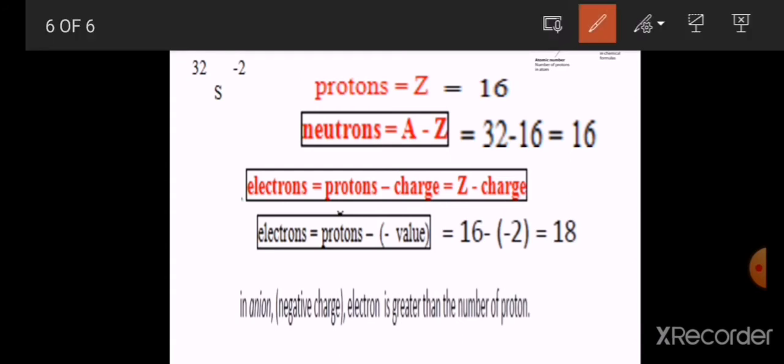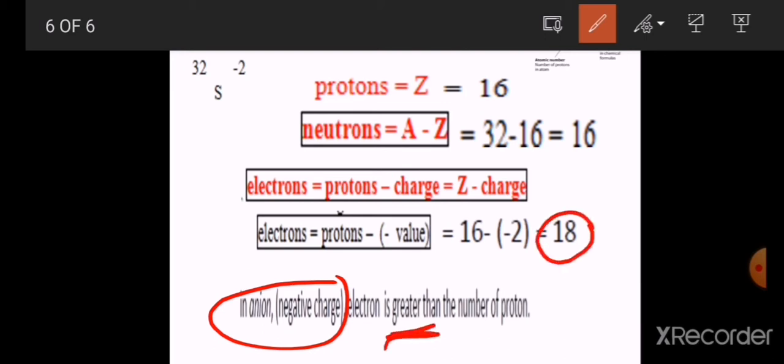So, for a negative charge atom or an ion, ano ang relationship ng electrons? Electrons is greater than protons. For sulfur, 18 ng electrons, protons ay 16, so mas prevalent, mas madaming electrons by 2. Okay?